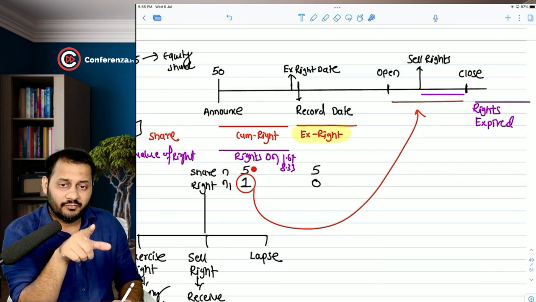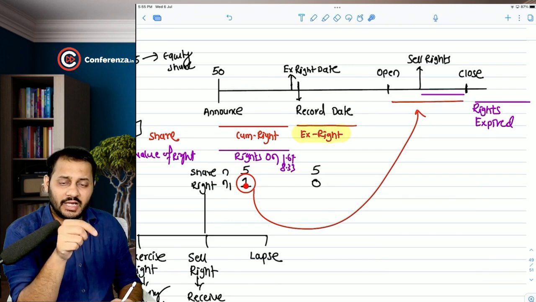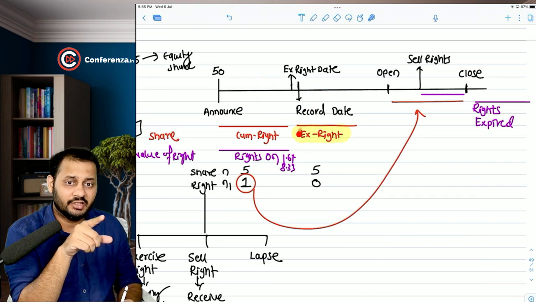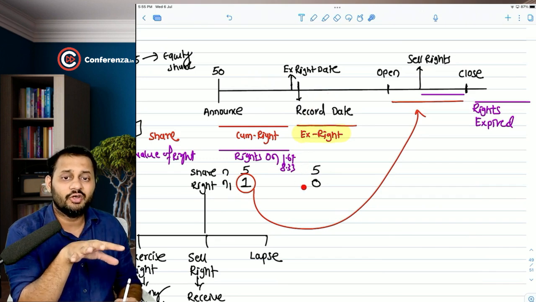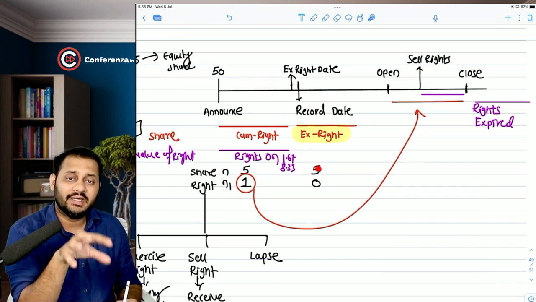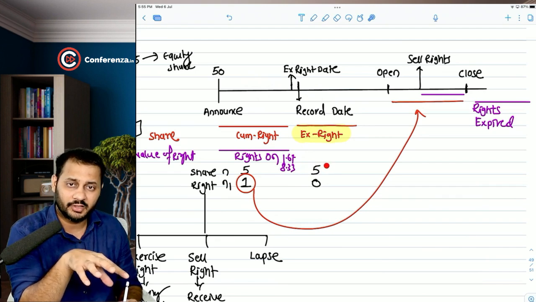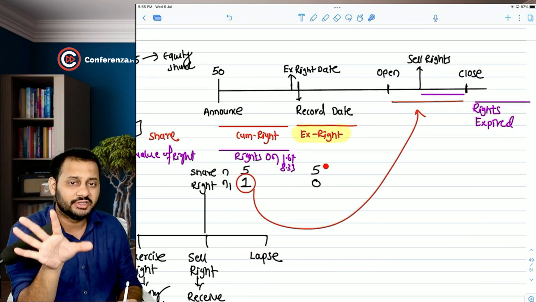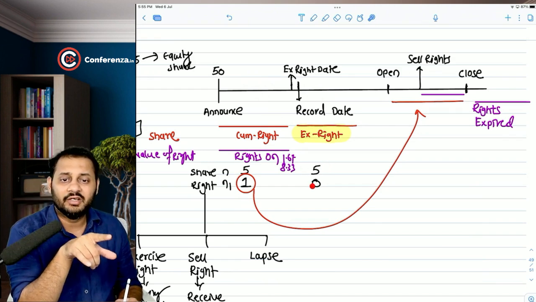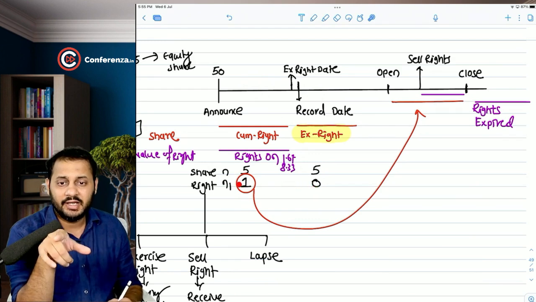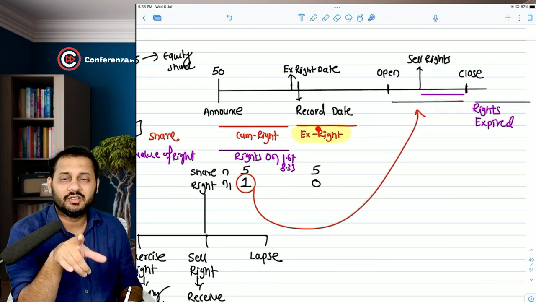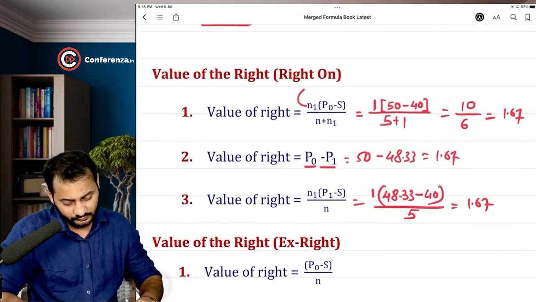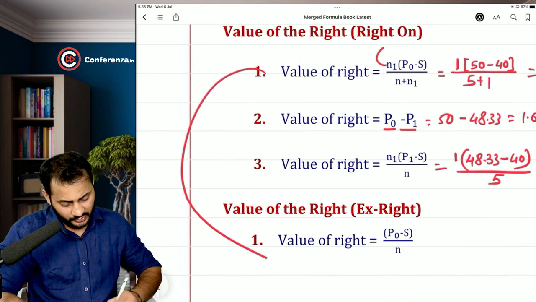That means if you have 5 shares, you can get one more, and then the total will be 6. But if you are buying the share after this date, then you can buy 5 shares, but you will not get anything. So those who are buying the share in this particular phase, they will still have 5 shares. So the closing shares will be 5 only. This N1 will be 0. Do you understand? N1 will be 0 after the X right date. That means the same formula can be used here.